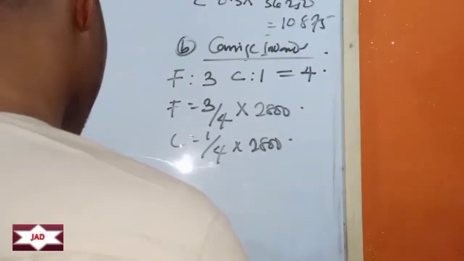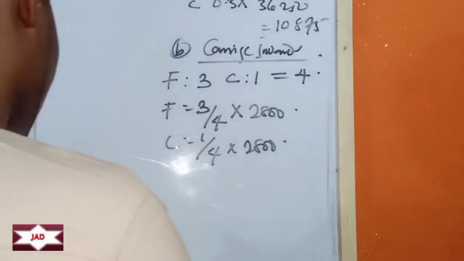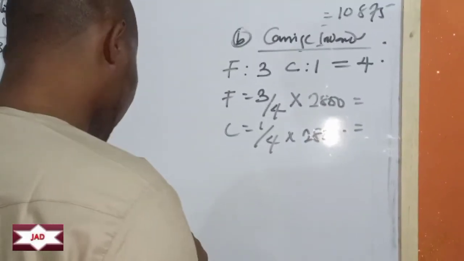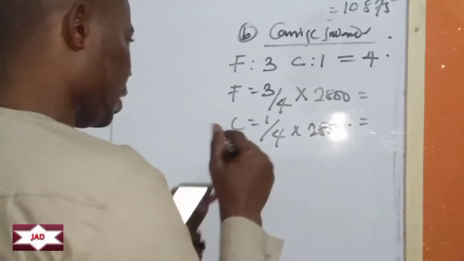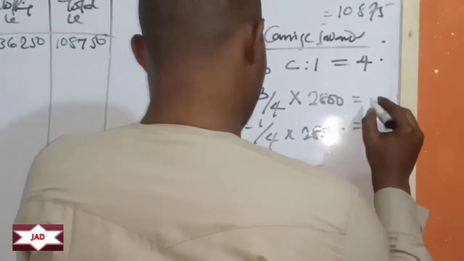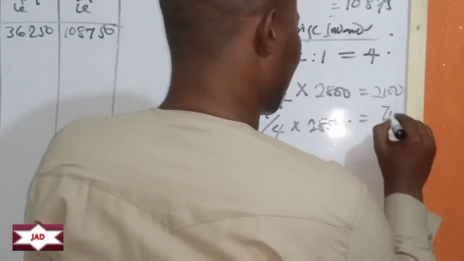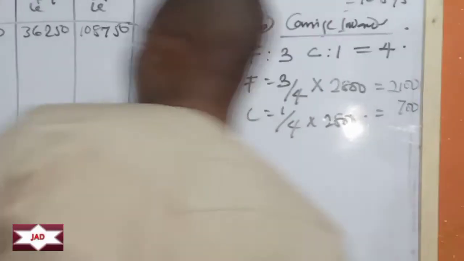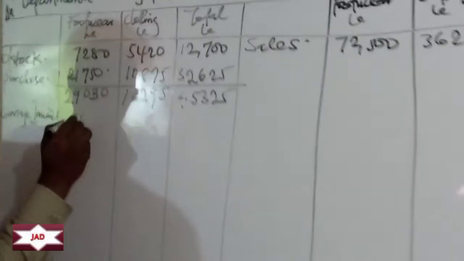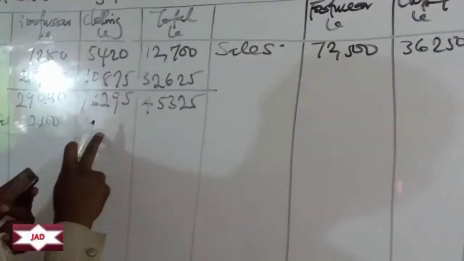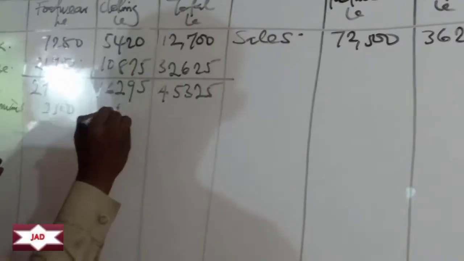So what do we have? We have 3 divided by 4 times 2,800. That will be 2,100. Here will be 700. So carriage inwards for footwear will be 2,100. For clothing will be 700.